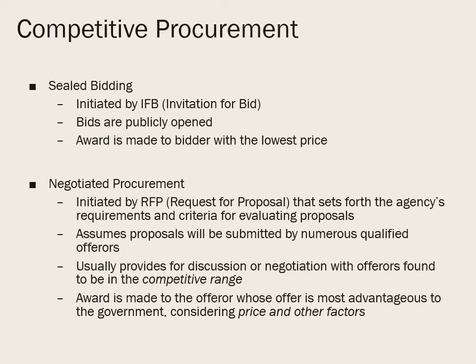And then the agency will hold a discussion with the handful of contractors that fall into what the agency deems the competitive range. And then it allows those contractors time to go back, think about the discussion, and then provide a BAFO, that is their best and final offer. And then the agency awards the contract to the contractor whose offer is best for the government when considering price and other factors.